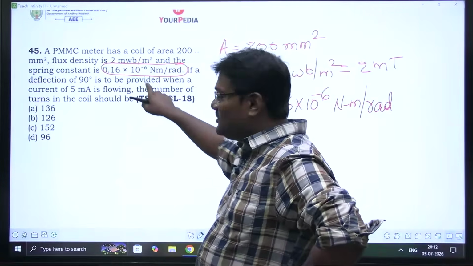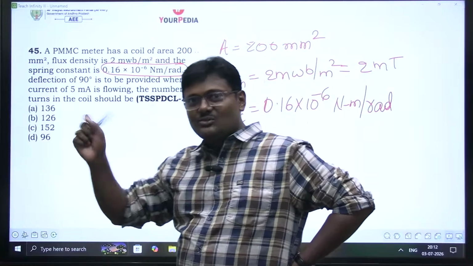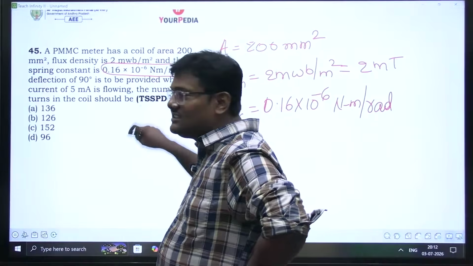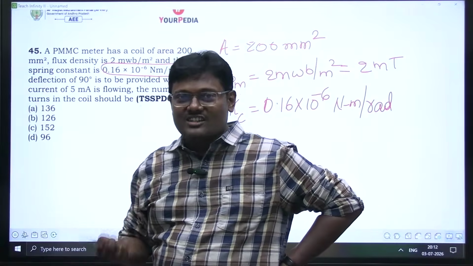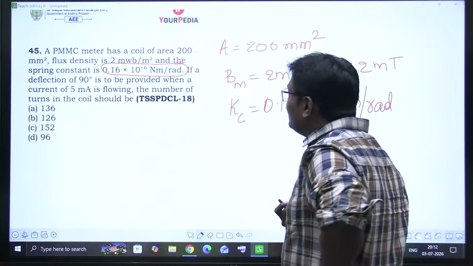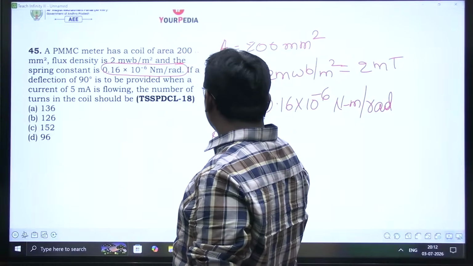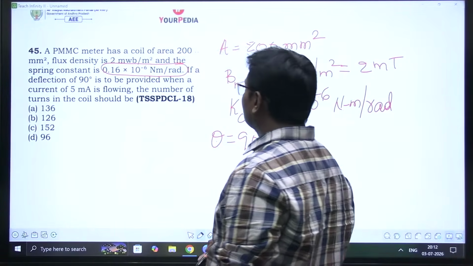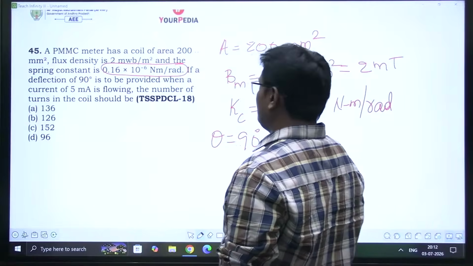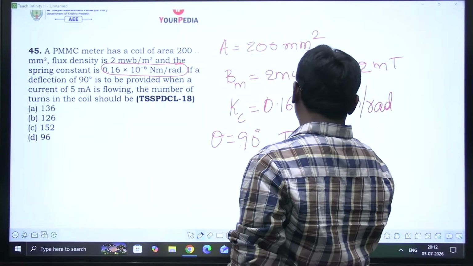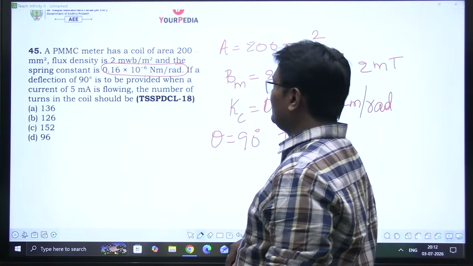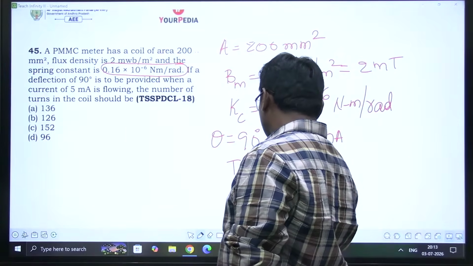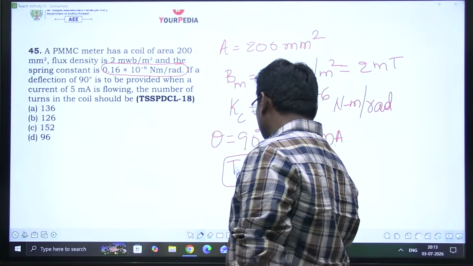Okay. So if you write once and twice, then you can easily remember these units: Newton meter per radian, spring constant Kc. So if a deflection of S theta is equal to 90 degrees is to be provided, S theta is 90 degrees, when a current of 5 milliamperes, the number of turns is asked. TD is equal to TC, the equilibrium point is obtained.